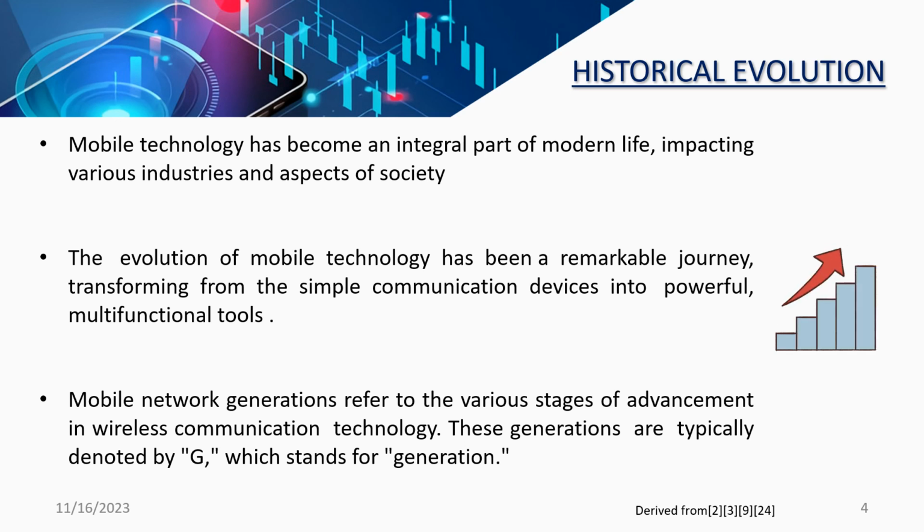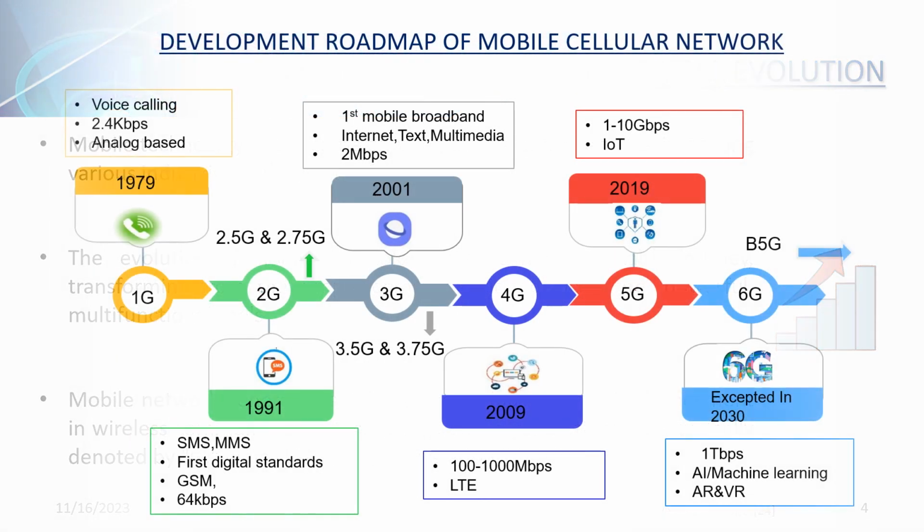On to the historical evolution. As new technologies continue to emerge offering greater benefit, the evolution of mobile technology has been a remarkable journey from simple communication devices to powerful multifunctional tools. The various stages of advancement in wireless communication technology are referred to as mobile network generations, and these generations are denoted by G. The development roadmap of mobile cellular network.